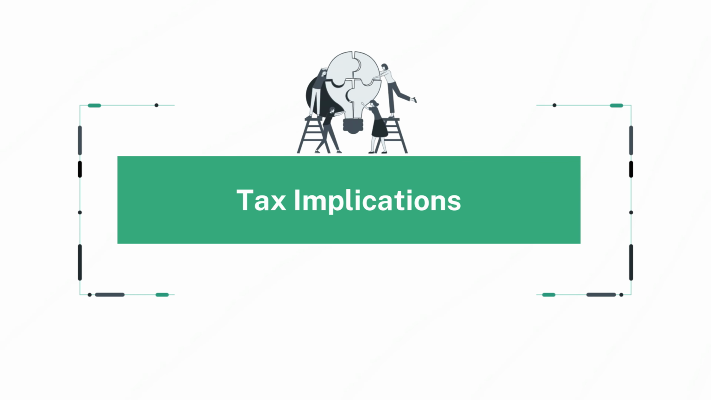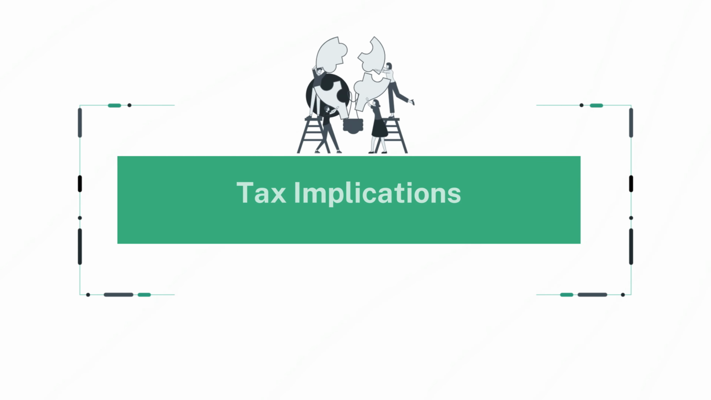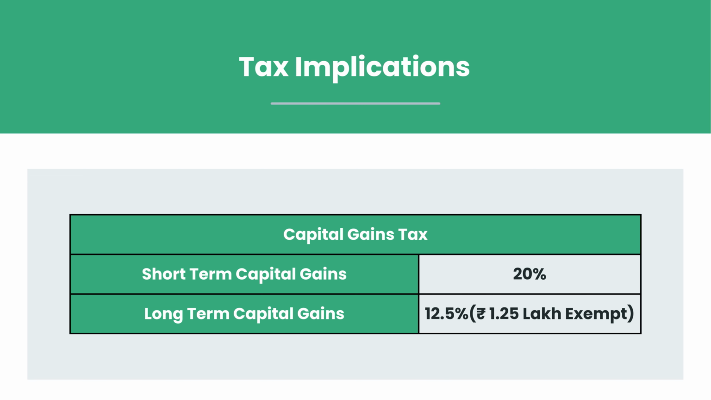Now, let's take a look at the taxability of earnings from this PMS. First, capital gains taxation. If the PMS stocks are sold after 1 year from the date of investment, gains up to Rs 1.25 lakh in a financial year are exempt from tax. Gains over Rs 1.25 lakh are taxed at the rate of 12.5%. If the PMS stocks are sold within 1 year from the date of investment, the entire amount of gain is taxed at the rate of 20%.